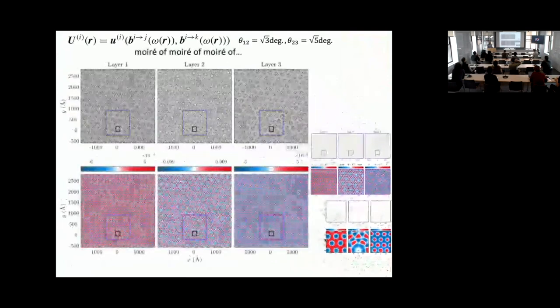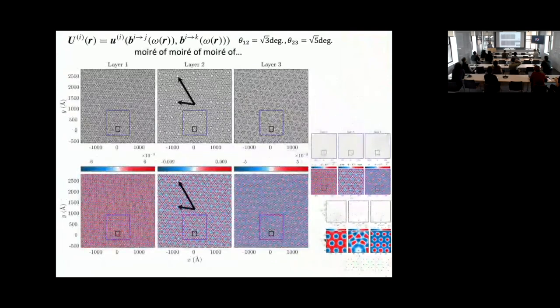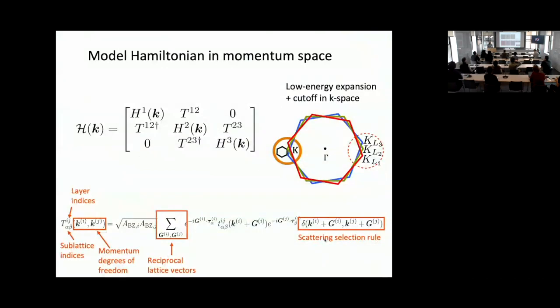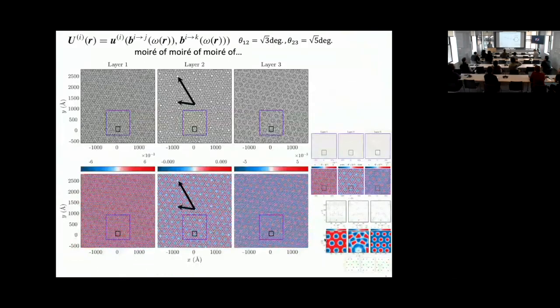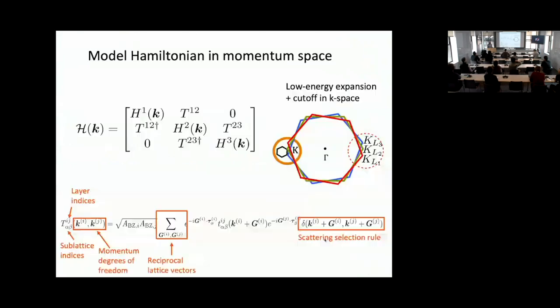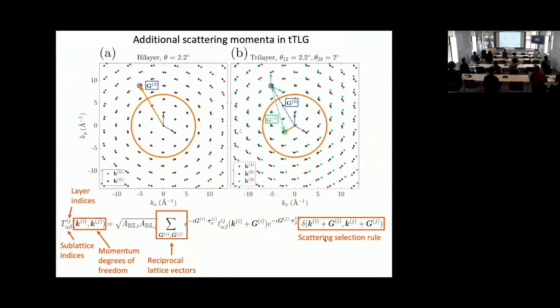So this is basically a moiré of a moiré of a moiré if you keep zooming out. Quite complicated. You need 3 Brillouin zones, and you can construct this kind of effective Hamiltonian. You have many more scattering possibilities that satisfy the conservation of momentum. So the scattering selection rules, and that's what produces a lot of very interesting features in the band structure.